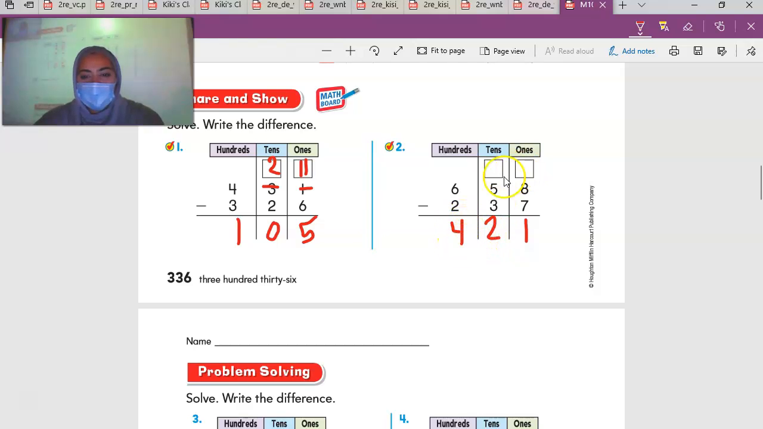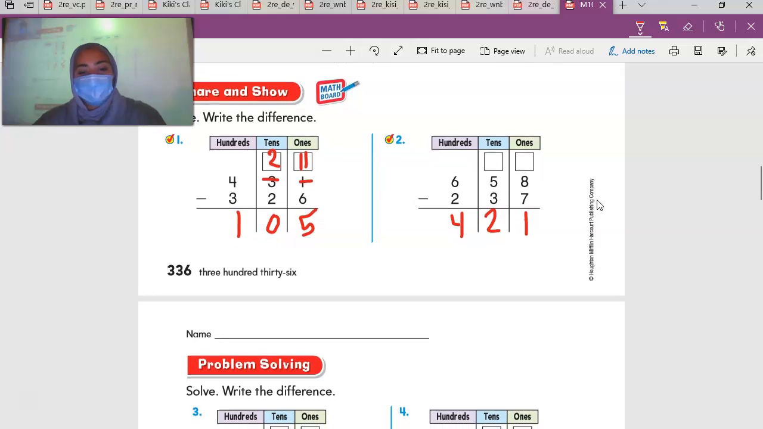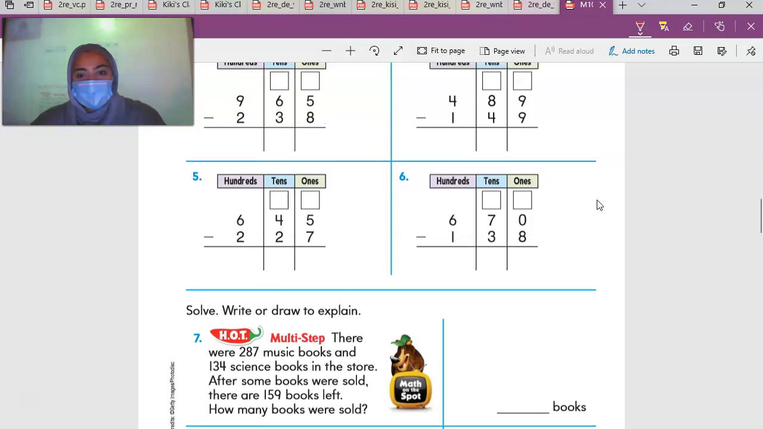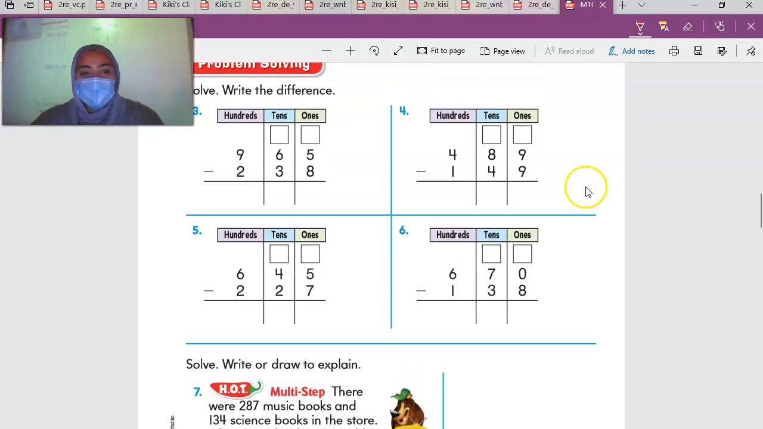Did I have to use these boxes? Why did they put them there? To trick you to see if you're paying attention or not. Okay? Pretty easy work. Go ahead and do number 3, 4, 5, and 6 on your own and pause the video now.